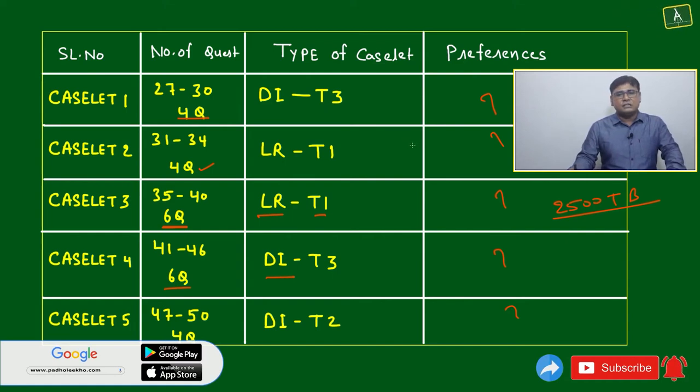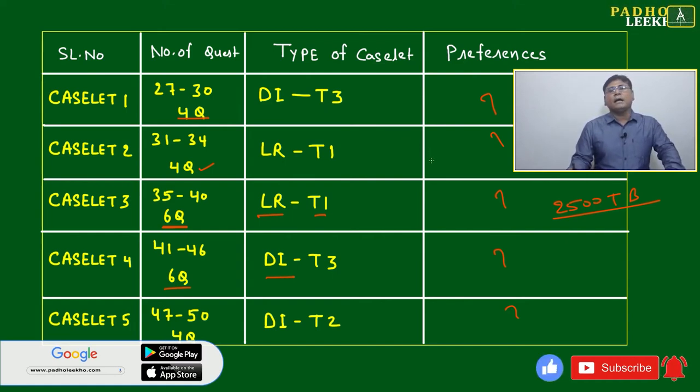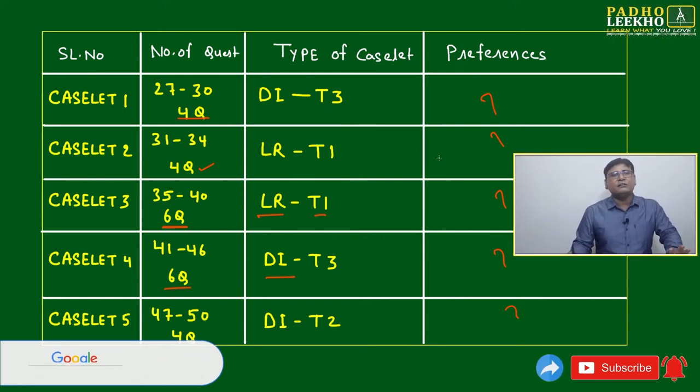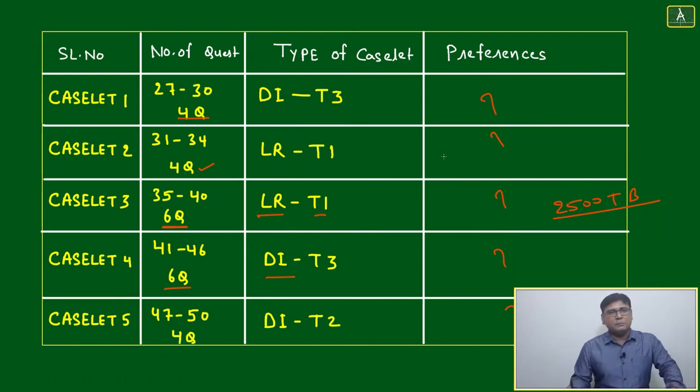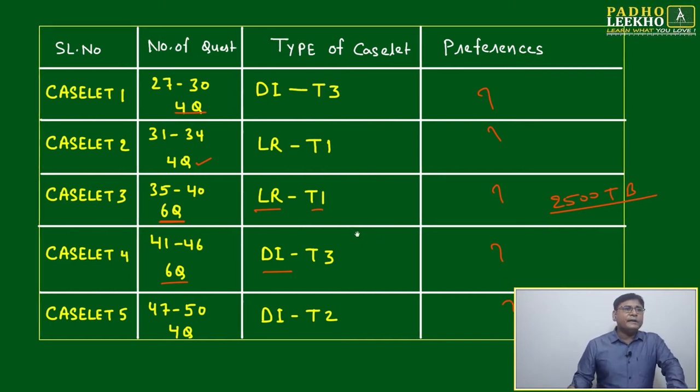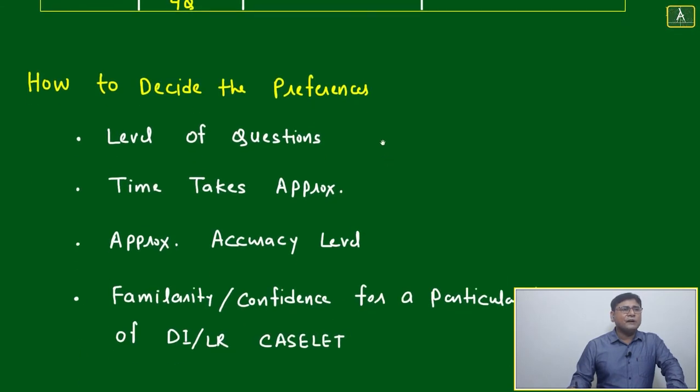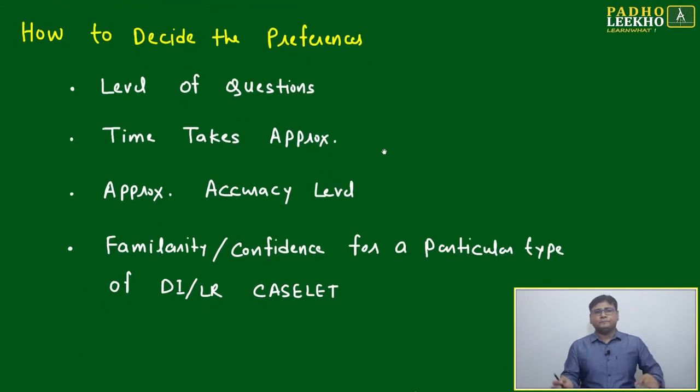The only thing we have to do, with a cool mind, is apply the initial 3 to 5 minutes. Based on practice, it may take 3 minutes or maybe 5 minutes. But these 5 minutes are going to help a lot to improve your performance. Now, how to prioritize? What are the factors we have to keep in mind?